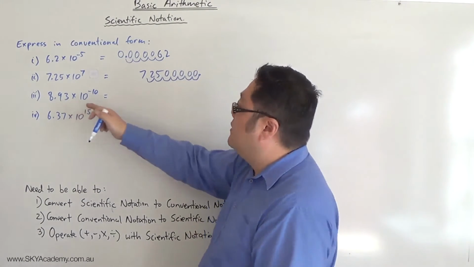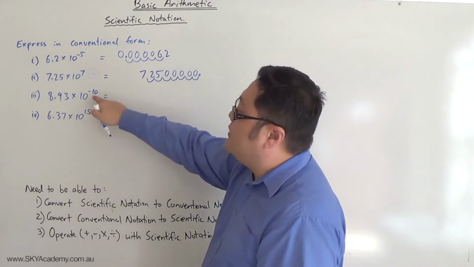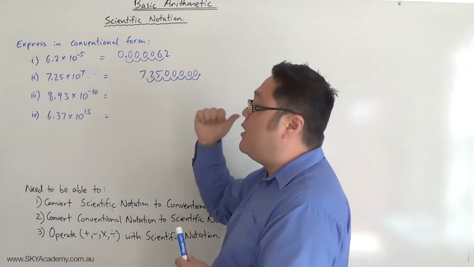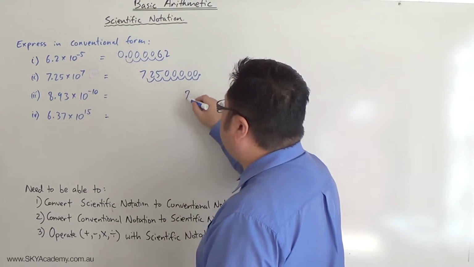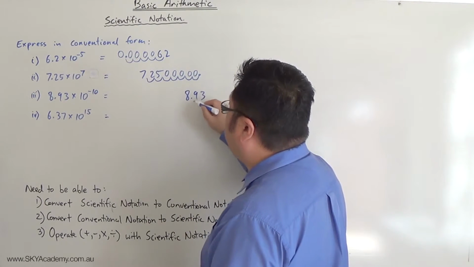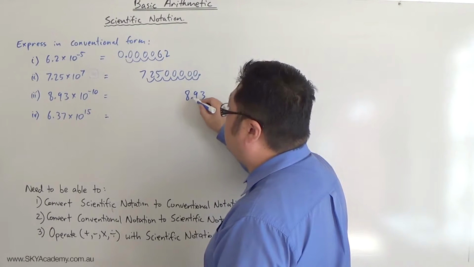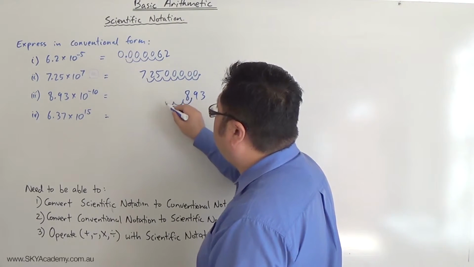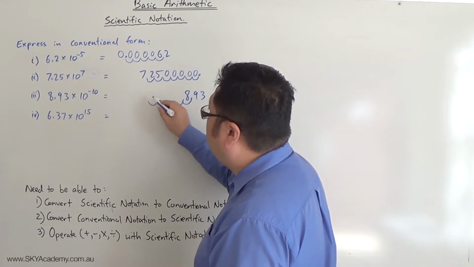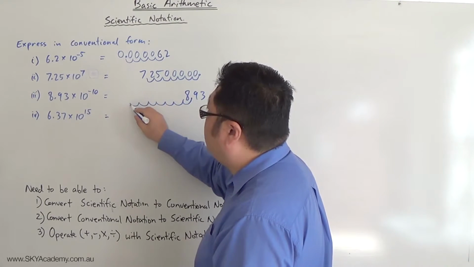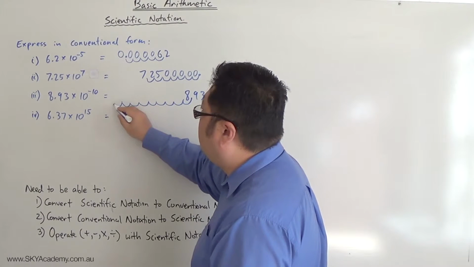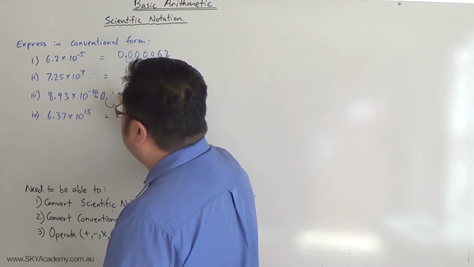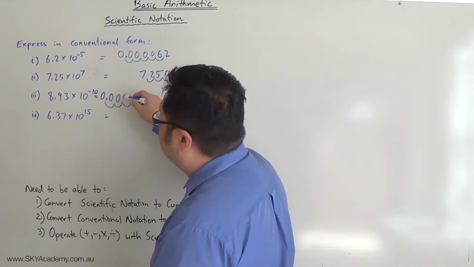Let's do this one. So here we're going negative 10. So there's going to be more zeros in front than behind. So you've got 8.93 and you're moving this point 10 units to the left. 1, 2, 3, 4, 5, 6, 7, 8, 9, 10. All right? So it's 0 point and then zeros out the front.